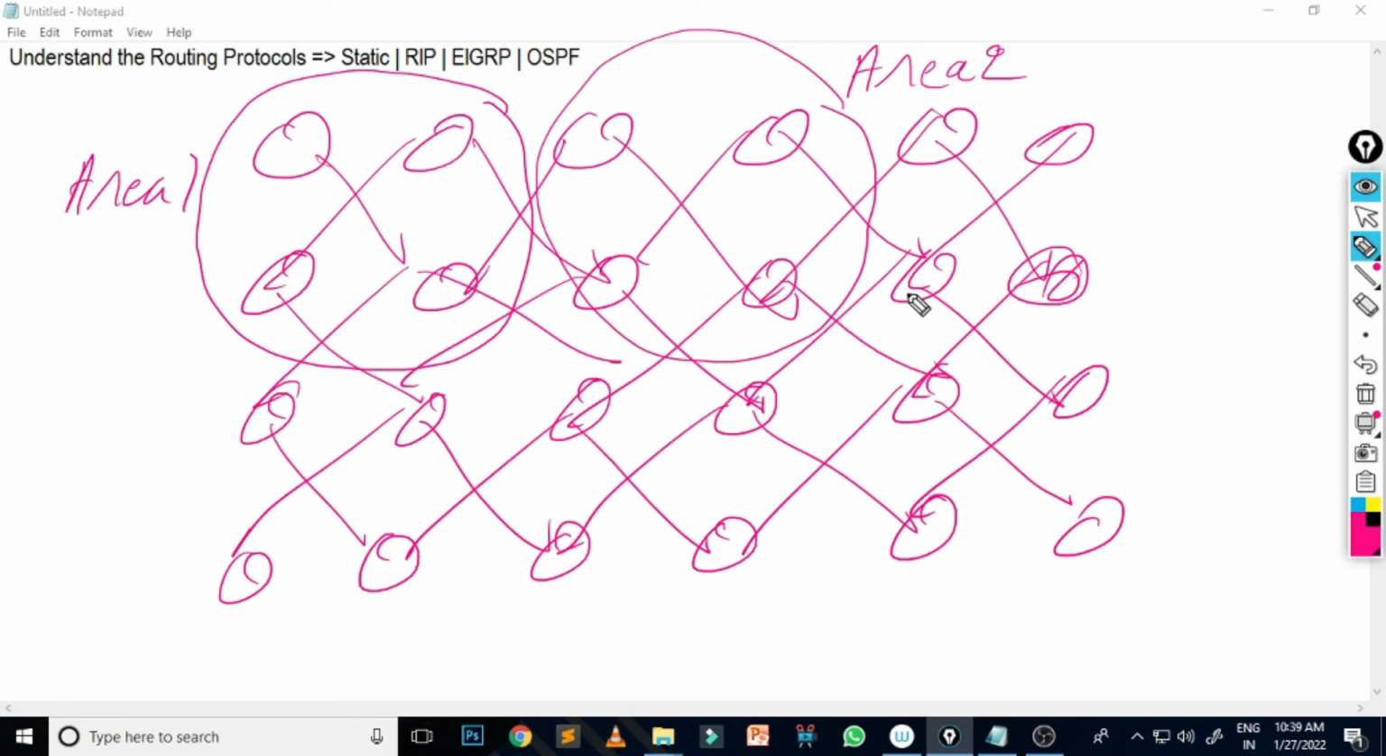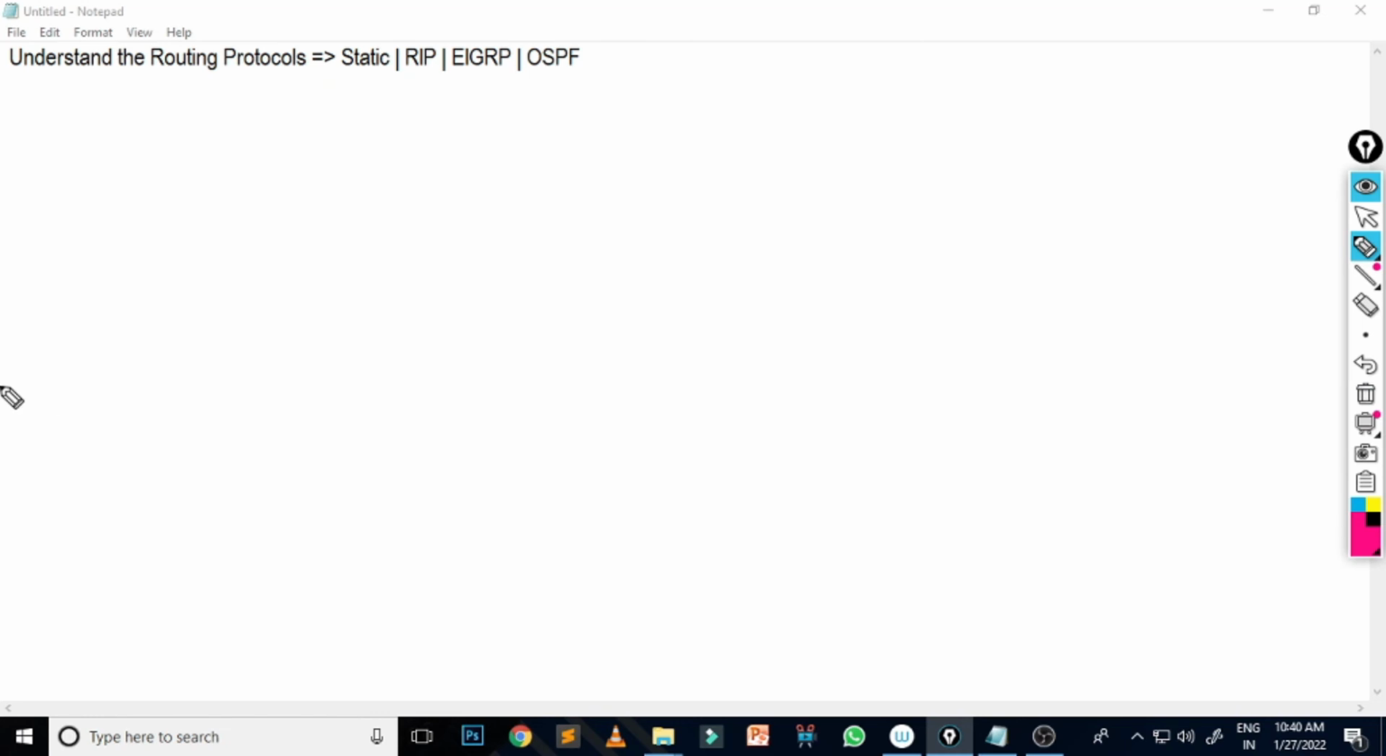Now what are the benefits of doing this? The only benefit is the router which will connect the 2 networks together has only 2 entries. One is for area 1 and another one is for area 2. That's how it can reduce the size of the routing table. Of course, the memory shortage issue can be resolved, right? Now let us understand, if you are going to configure OSPF in your network, what are the things you have to look for?